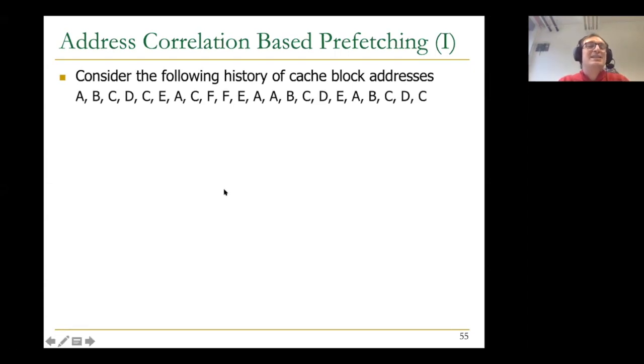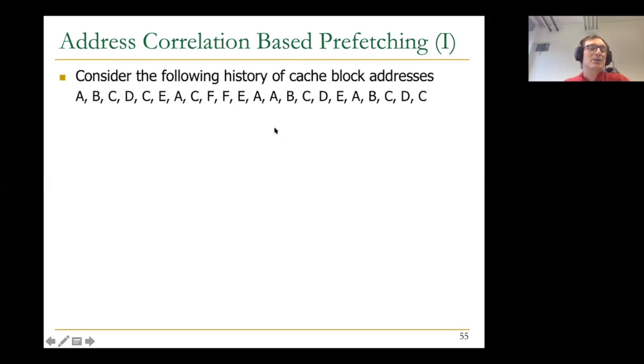Let me give you an example of why this may make sense. Consider the following history of cache block addresses, and let's assume that all of them are misses for whatever reason. You keep repeating this, okay? When I look at this, after I get A and B, I get C after that, right? How many times does that happen? Okay, A and B, I see C. Or A and B, I see C. Okay, there's some correlation here, right? If I see A and B consecutively, maybe I should prefetch C. Does that make sense? Yeah. Well, it makes sense.